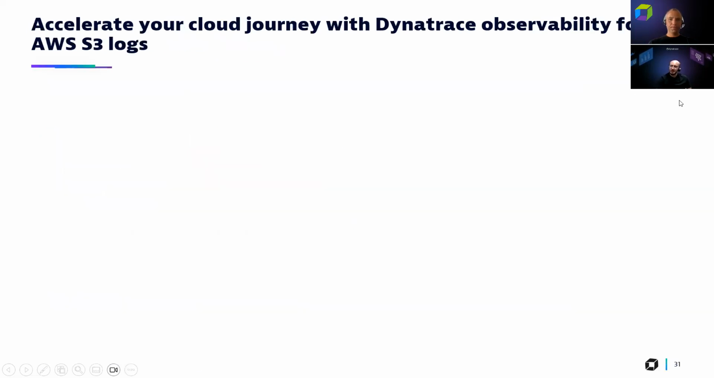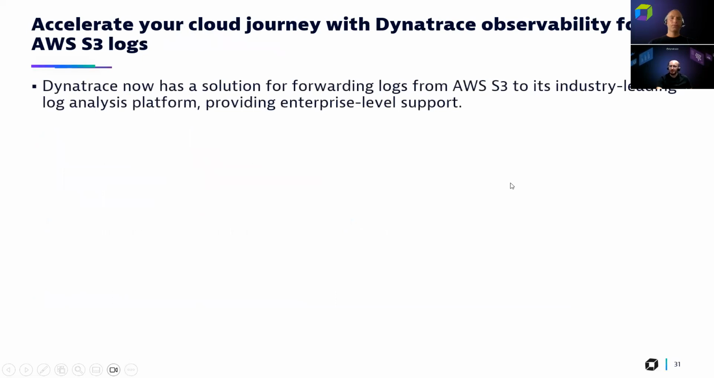Okay. Another blog post is called Accelerate Your Cloud Journey with Dynatrace Observability for AWS S3 logs. And now we have a solution for forwarding logs from AWS S3 to the log analysis platform, providing enterprise-level support, which is, I think, an important part.